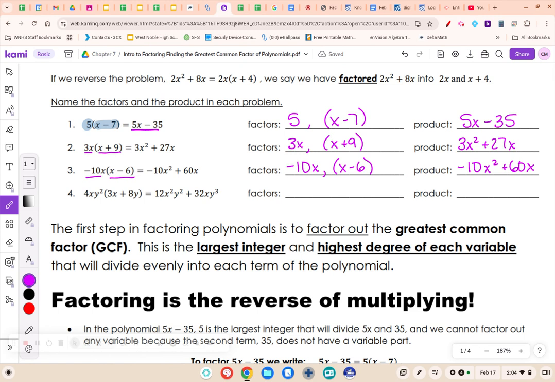And lastly, actually, I'll give you guys a second. Write down your two factors and your product. Our two factors are 4xy squared and 3x plus 8y. Our product is 12xy squared plus 32xy cubed.